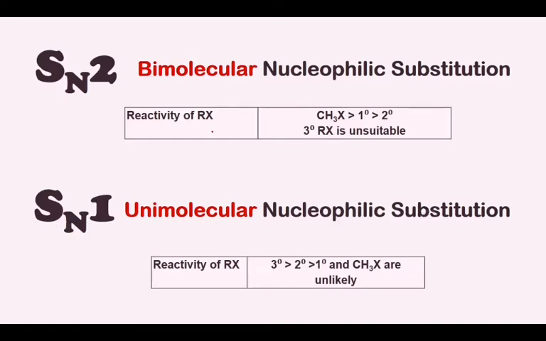For SN2, the reactivity of haloalkane is methyl haloalkane is most reactive toward SN2 mechanism, followed by primary, followed by secondary, while tertiary haloalkane is unsuitable to undergo the SN2 mechanism. While for SN1, tertiary haloalkane is most reactive toward SN1 mechanism, followed by secondary haloalkane, followed by primary haloalkane, and methyl haloalkane are unlikely to choose SN1 mechanism.